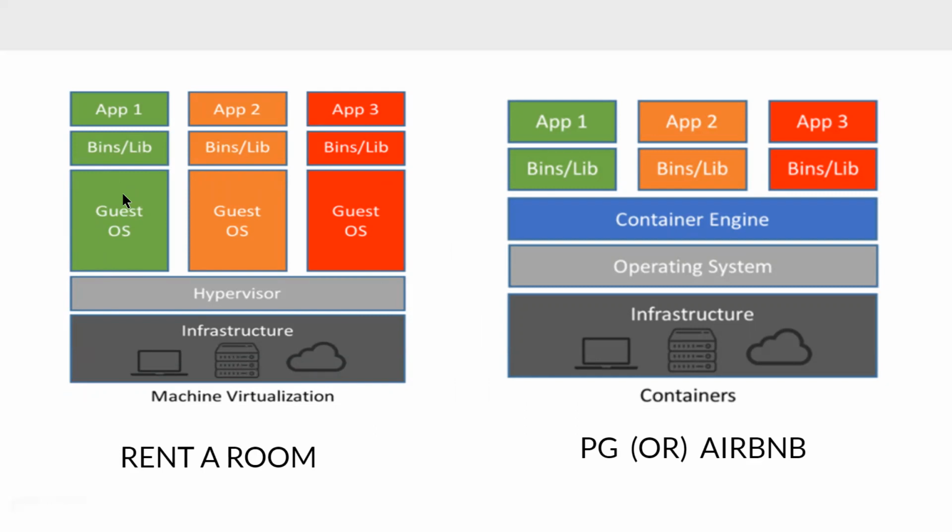You are shifting to your new home, so you need to take your own furniture there, right? So it takes a lot of effort. But containerization, on the other hand, is like renting a PG, or an Airbnb. If you are from outside India, you might know about Airbnb. You don't have to do anything, so it's very easy to rent a PG or a room on Airbnb. It's as simple as that.